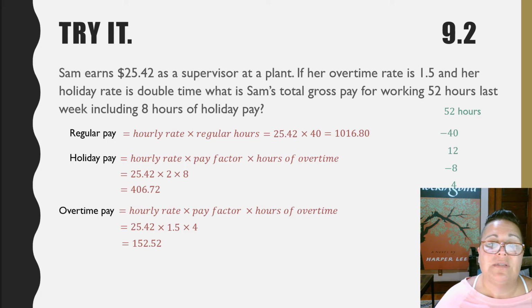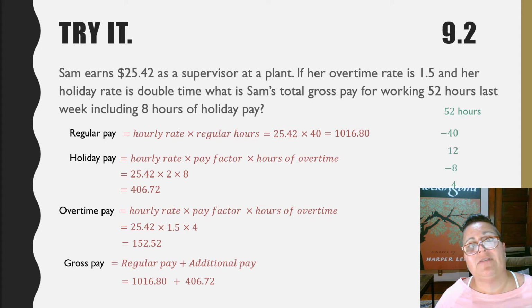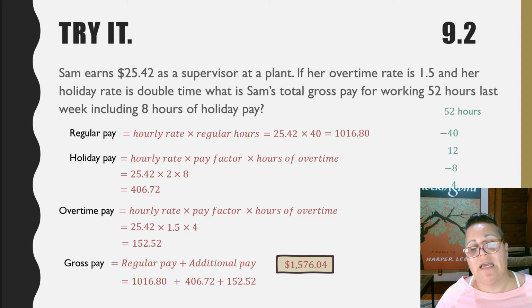So Sam, altogether, her gross pay is her regular pay plus any additional monies she received for overtime and holiday. So we're going to take the $1,016.80, add it to the $406.72, and add that to $152.52. This gives us a total of $1,576.04.